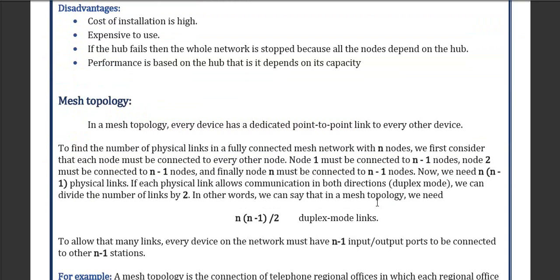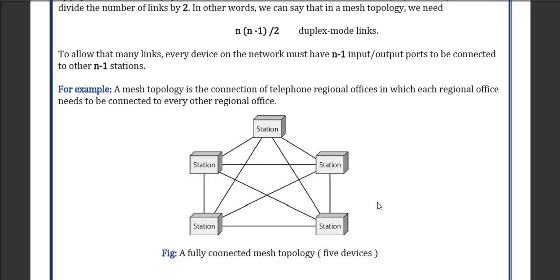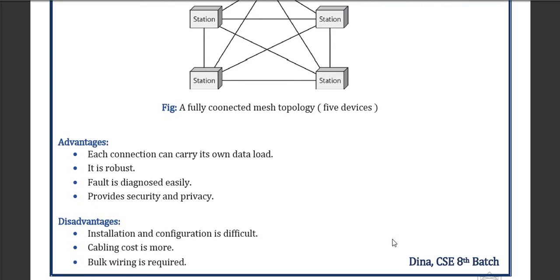And the last one is the mesh topology. In mesh topology, all stations are connected with each other by single links. Here, every station is connected with every device. Here are 5 devices which are internally connected, which is known as a mesh topology. The advantages and disadvantages are given below.